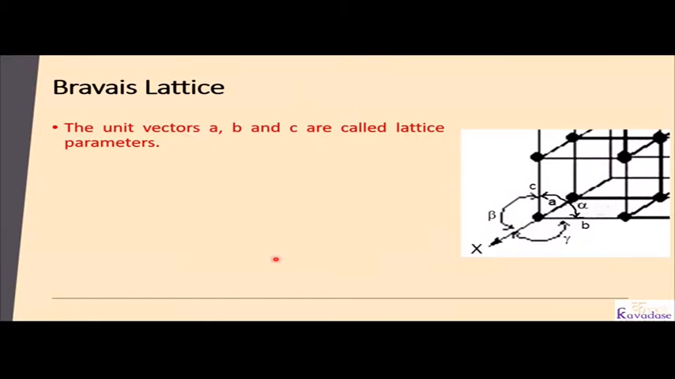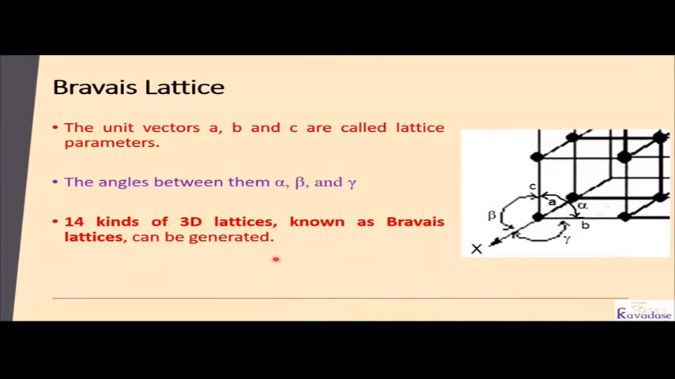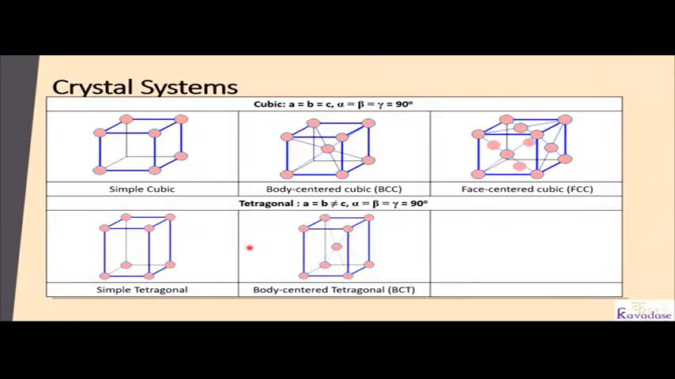Then Bravais lattice. Bravais discovered 14 lattice structures. The unit vectors A, B, C are called lattice parameters, and the angles between them are alpha, beta, gamma. So these 14 kinds of 3D lattices are known as Bravais lattices. These are some types of Bravais lattice structures.